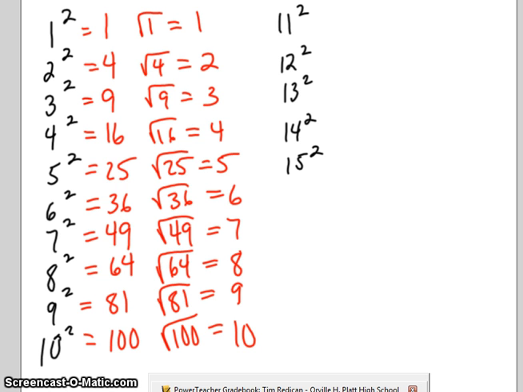I want you to write Panther on the right corner of this page. So go ahead and do that. All right, and then let's finish up with these. 121, because the square root of 121 equals 11. 144, square root of 144 equals 12.